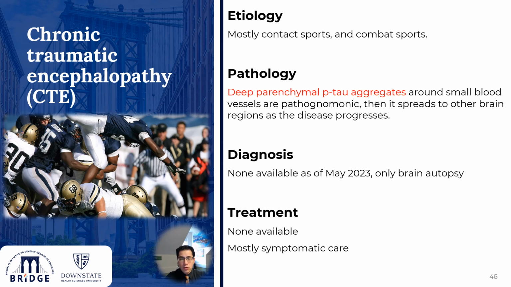The pathology is usually characterized by deep parenchymal phosphorylated tau aggregations around small blood vessels. These are usually pathognomonic, and then it spreads to other brain regions. For the diagnosis, nothing is really available except brain autopsy. For treatment, nothing is available, and it's mostly symptomatic care.